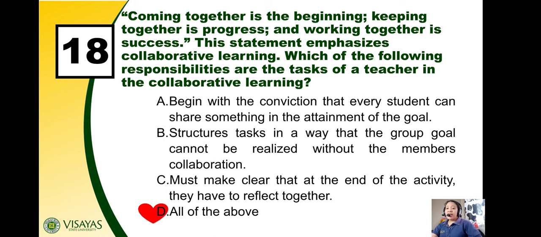Then we have structure task in a way that group goal cannot be realized without the members' collaboration. So yes, class, this is also correct kasi in giving a group work, we need to let our learners realize that they need to collaborate to achieve one goal. Now, if there is no collaboration, a goal cannot be achieved.